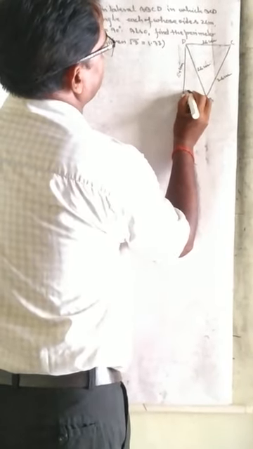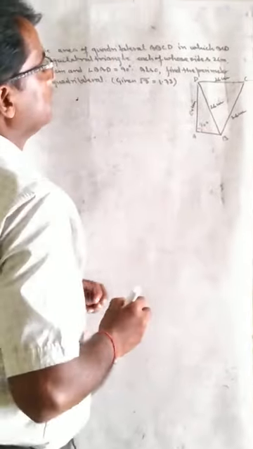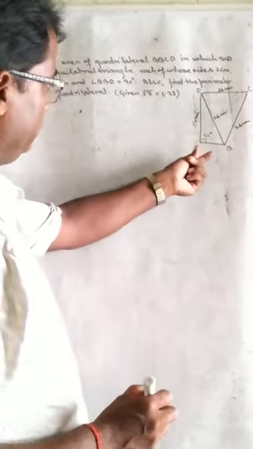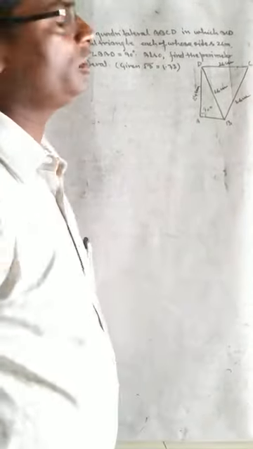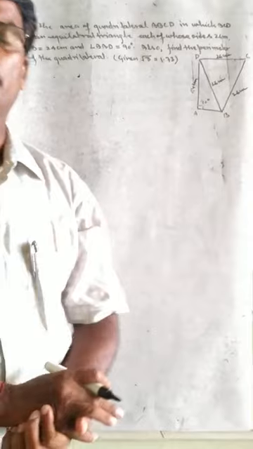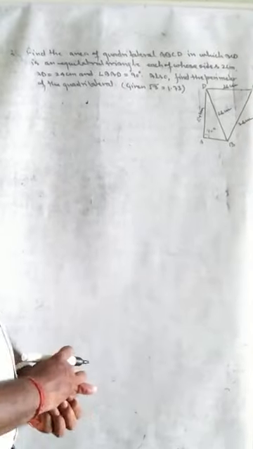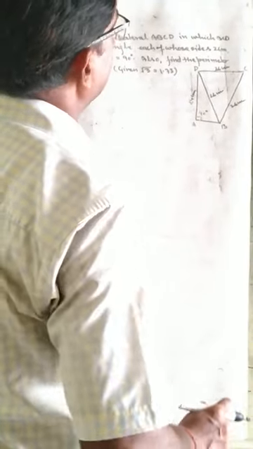BAD is a right angle triangle. This is 90 degrees. This side is 24 centimeter. If we can calculate AB, then we can use the formula 1/2 base into height. And for equilateral triangles, all of you know the area of an equilateral triangle is root 3 by 4 a square, or side square. First I will find AB in triangle BAD.